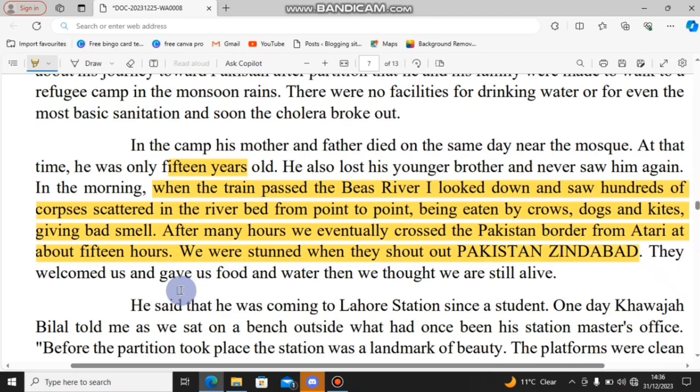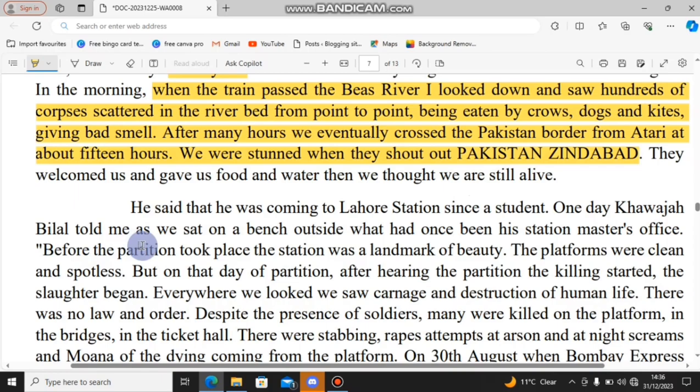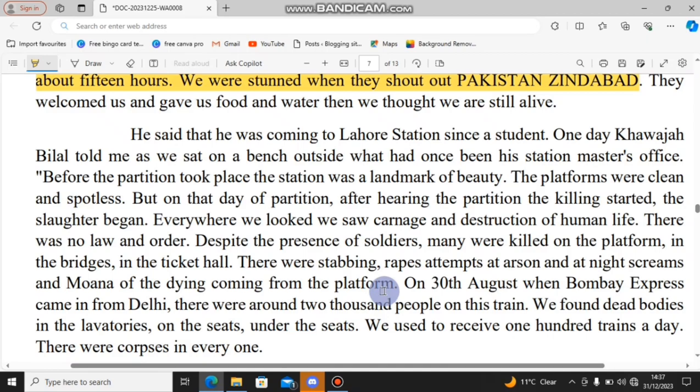He said that he had been coming to Lahore station since he was a student. One day, Khwaja Bilal told me, as we sat on a bench outside what had once been his station master's office: before the partition took place, the station was a landmark of beauty. The platforms were clean and spotless. But on the day of partition, after hearing the news of partition, the killing started and slaughter began. Everywhere we looked, we saw carnage and destruction of human life. There was no law and order. Despite the presence of soldiers, many were killed on the platform, on the bridges, in the ticket hall. There were stabbings, rapes, attempts at arson, and at night the screams and moans of the dying coming from the platform.